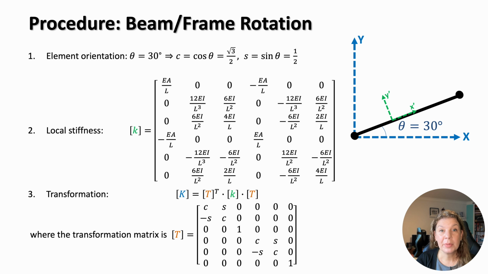The procedure for a beam or frame element follows 4 clear steps. First, compute the trig values of cos theta and sine theta for the element orientation. Second, write down the 6x6 local stiffness matrix, which combines axial, shear, and bending stiffness. Third, apply the transformation K equals T transpose K T using the 6x6 transformation matrix. And finally, this gives us the global stiffness matrix, where the axial and bending effects are now coupled.